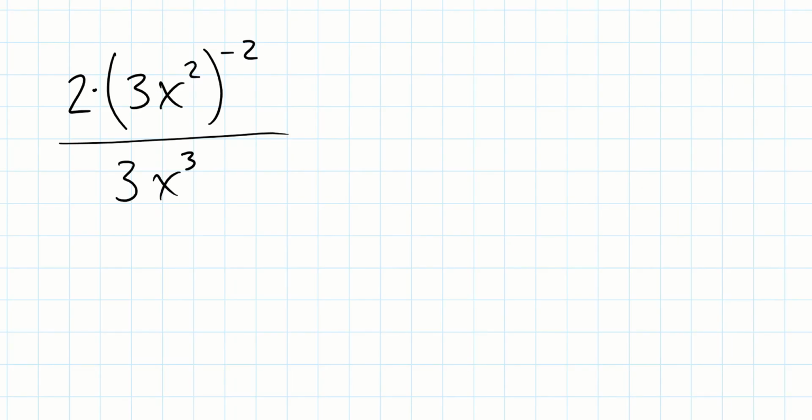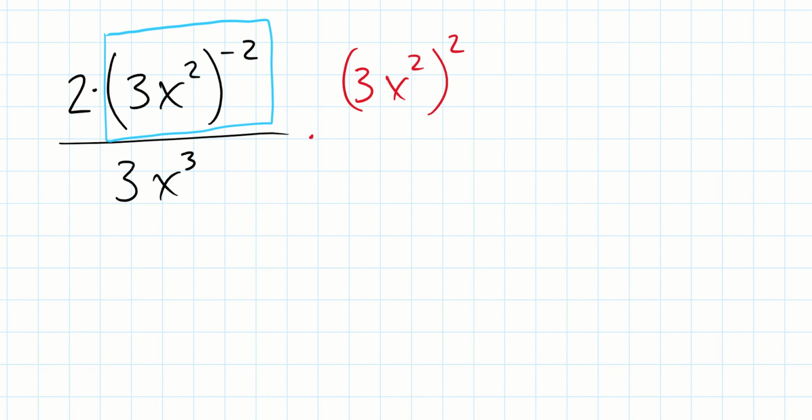Finally, let's consider an example that has some multiple things going on. Here I have 2 times 3x squared to the negative second over 3x cubed. The problem that I'm having is that I need to know exactly what this is. I need to deal with the fact that I have something being raised to the negative second power. And the way that I deal with that is I'm going to multiply this precisely by 3x squared to the positive second power over 3x squared to the positive second power.